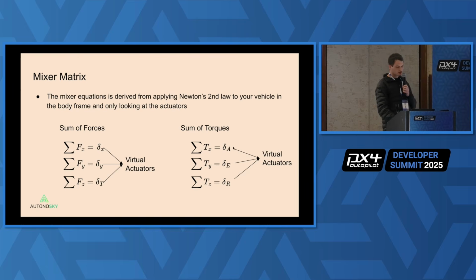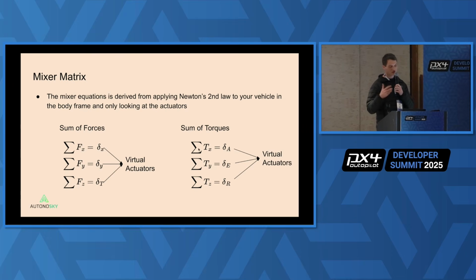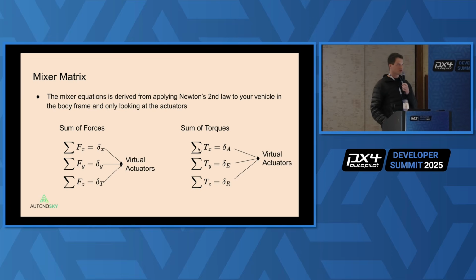So these virtual actuators are just a single variable, which is a summation of all the actuators capable of controlling your aircraft in a single axis. So for example, this is a virtual aileron, and it's just the combination of all of your actuators capable of controlling or producing rolling torques on your aircraft.